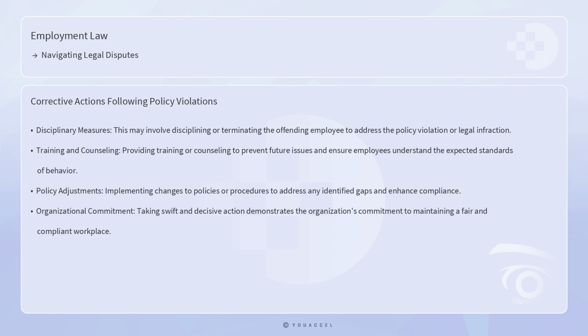If the investigation reveals that a policy violation or legal infraction has occurred, HR professionals must take appropriate corrective action. This may involve disciplining or terminating the offending employee, providing training or counseling to prevent future issues, or implementing changes to policies or procedures to address any identified gaps. Taking swift and decisive action not only helps to resolve the immediate dispute, but also demonstrates the organization's commitment to maintaining a fair and compliant workplace.